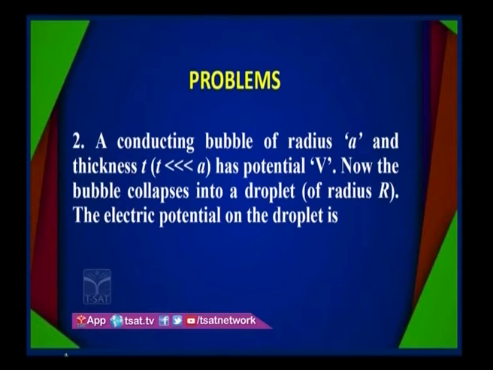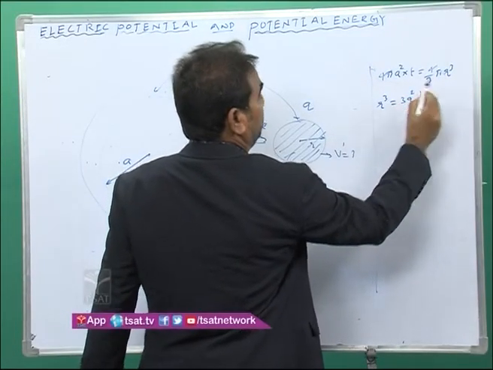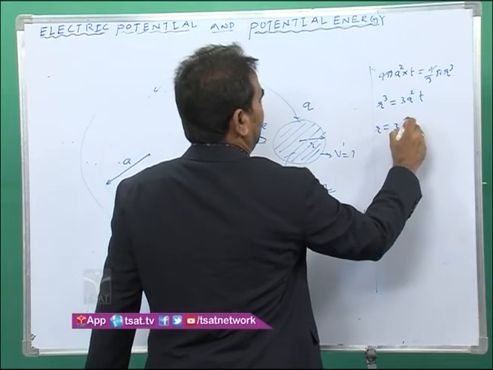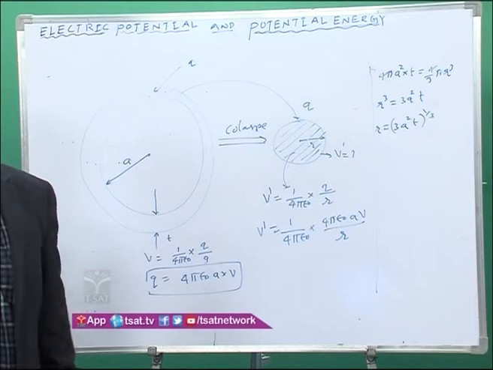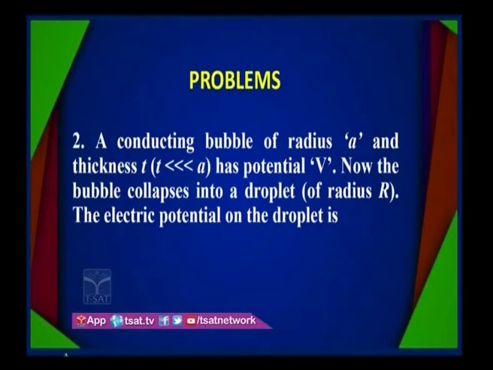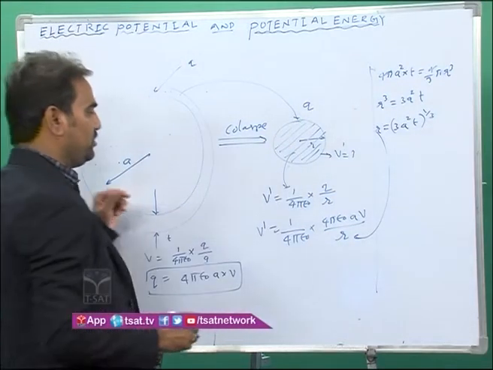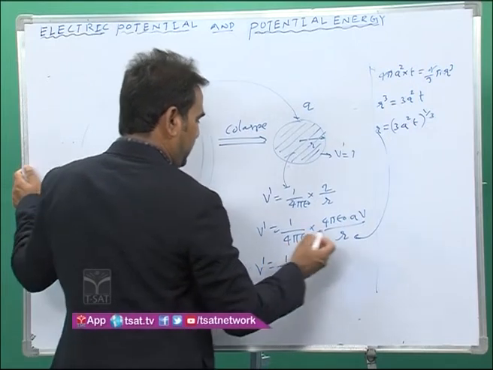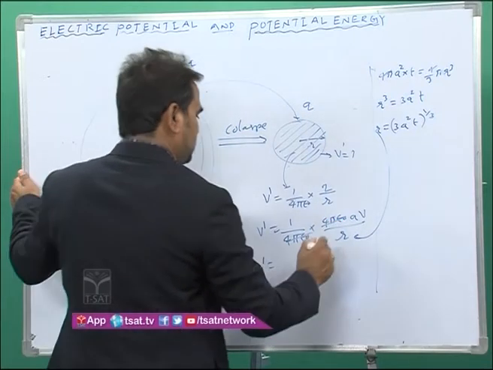Therefore, on both sides 4 pi gets cancelled, and r cube is equal to 3a square into t. So r is equal to 3a square into t whole power of 1 by 3. This is nothing but the radius of this drop. Substituting that value here, we get the final potential of the droplet, V dash equal to 1 by 4 pi epsilon naught. Here 4 pi epsilon naught gets cancelled. The remaining term is aV upon r.